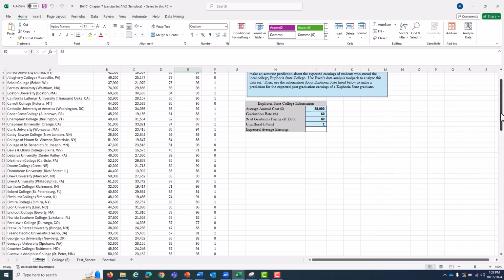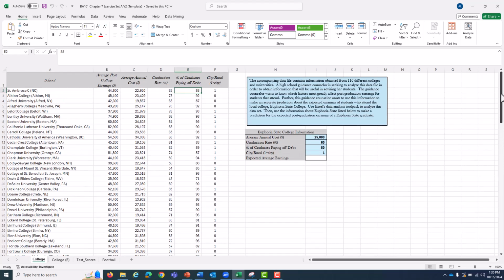In this example problem, we have a bunch of information about 116 different colleges and universities across the United States. We're going to take the role of a high school guidance counselor, apparently skilled in analytics, who has this data file, and they're going to look through and come up with a number. They can advise their students that if they attend one specific university, in our case Euphoria State College, what their expected average earnings will be upon graduation.